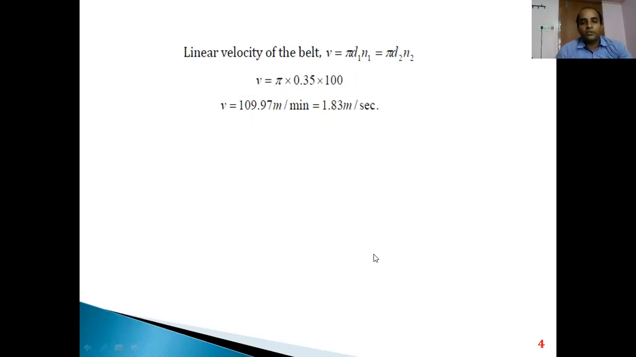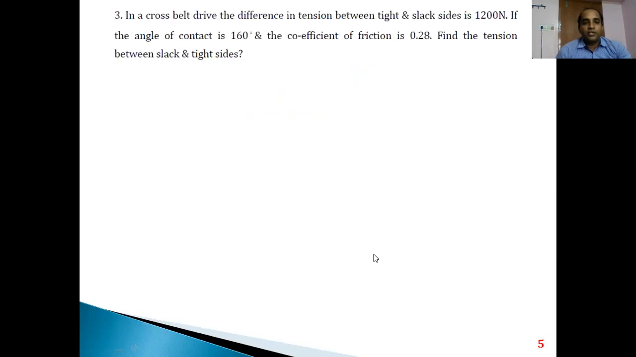Now moving on to the next problem. If you read the problem carefully, it says there is a cross belt drive. The difference in tension between tight and slack sides is 1200 Newton. If the angle of contact is 160 degrees and the coefficient of friction is 0.28, find the tension in the slack and tight sides.